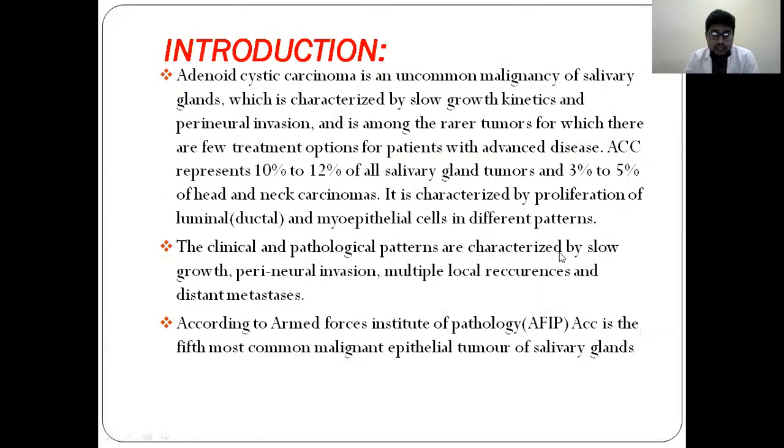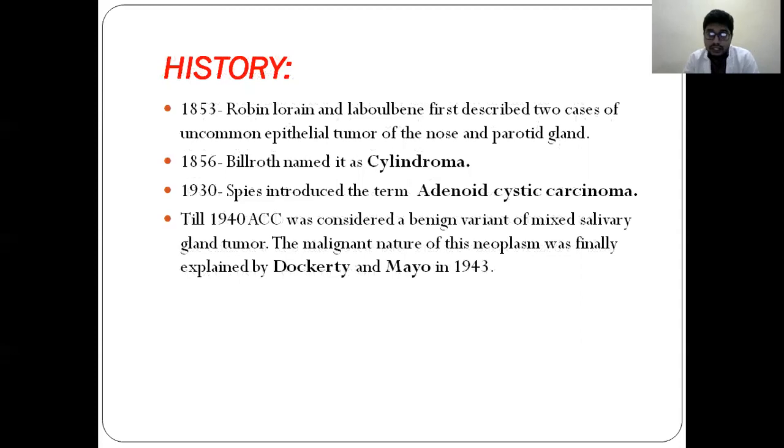Coming to the introduction, adenoid cystic carcinoma is an uncommon malignancy of salivary gland which is characterized by slow growth kinetics and perineural invasion, and it is one of the rarer tumors for which there are few treatment options for patients with advanced disease. And according to the Armed Forces Institute of Pathology, adenoid cystic carcinoma is the fifth most common salivary gland neoplasm.